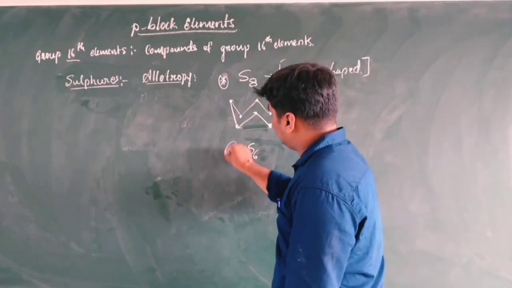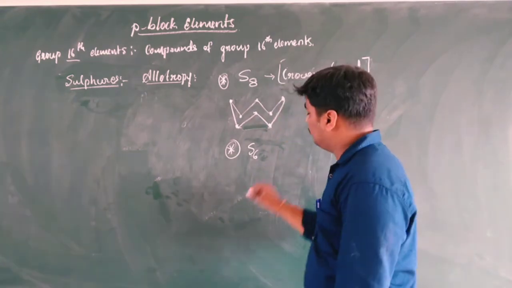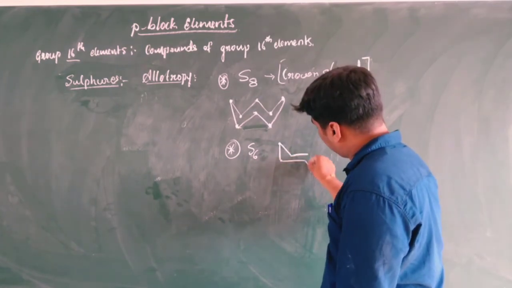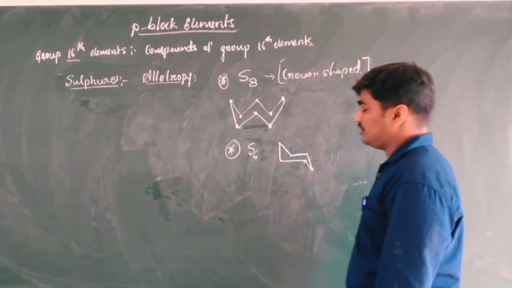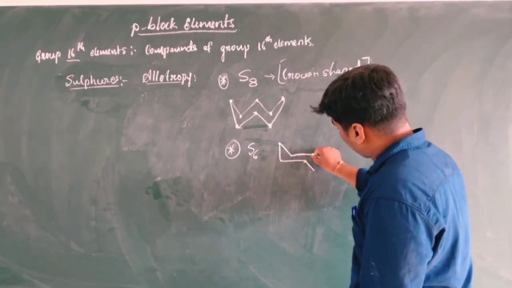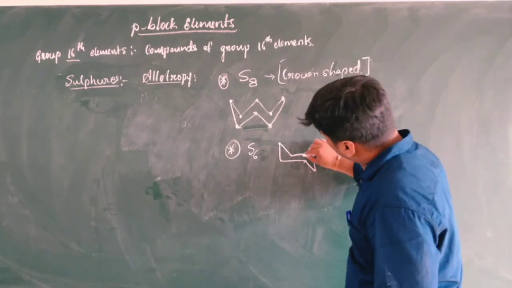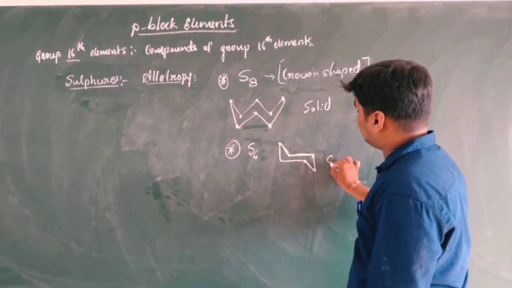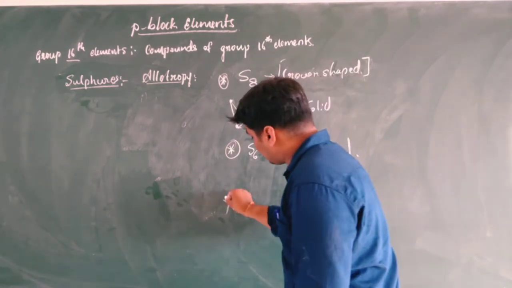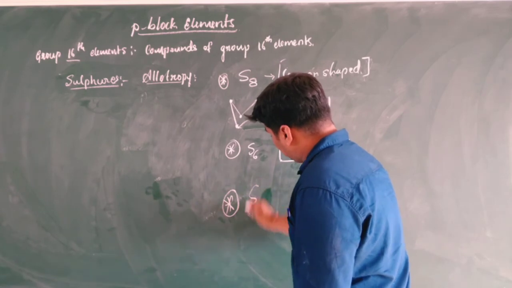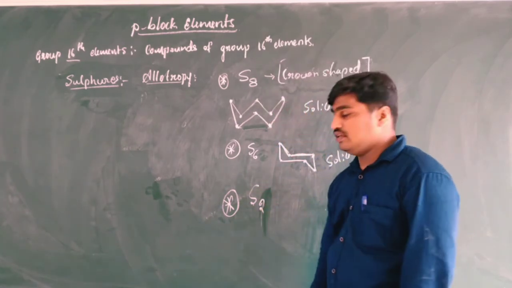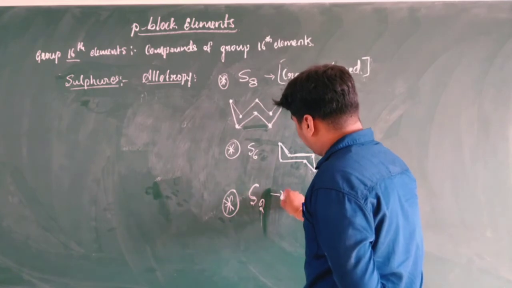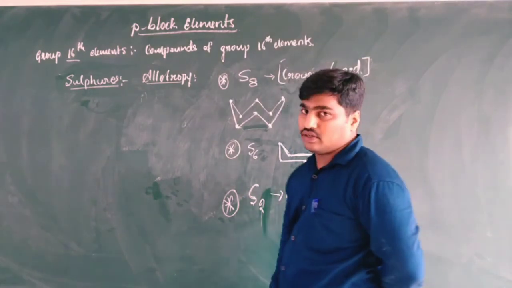Next, S6 gets stability as a chair type, and the structure is chair shape. So this is the structure of S6. Again, it is solid. Last one, the dominant species in sulfur is S2. Very important. S2 is the dominant species in sulfur, and it exists in a vapor state, gaseous state.